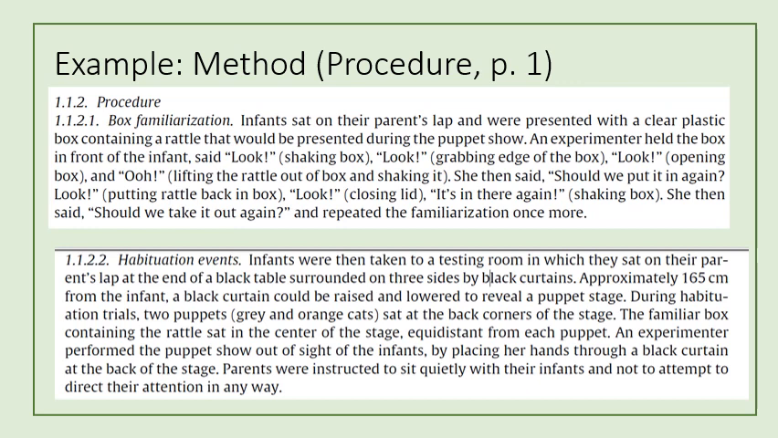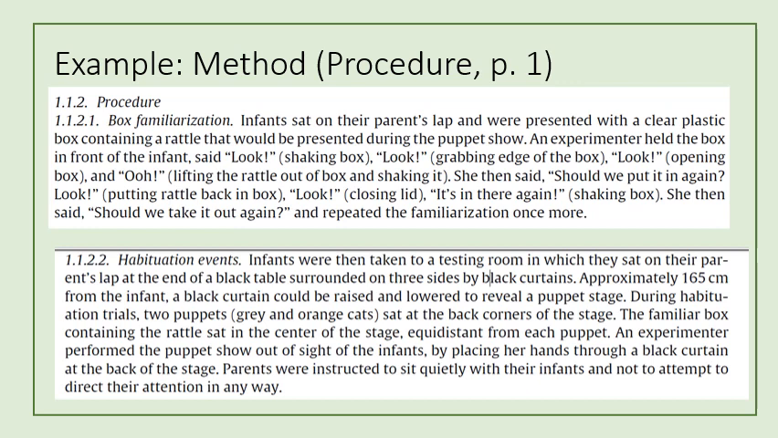Next, we have habituation events. Infants were taken to a testing room in which they sat on their parents' lap at the end of a black table surrounded on 3 sides by black curtains. So no distractions in this environment. Approximately 165 centimeters from the infant, a black curtain could be raised and lowered to reveal a puppet stage. During habituation trials, 2 puppets, gray and orange cats, sat at the back corners of the stage.